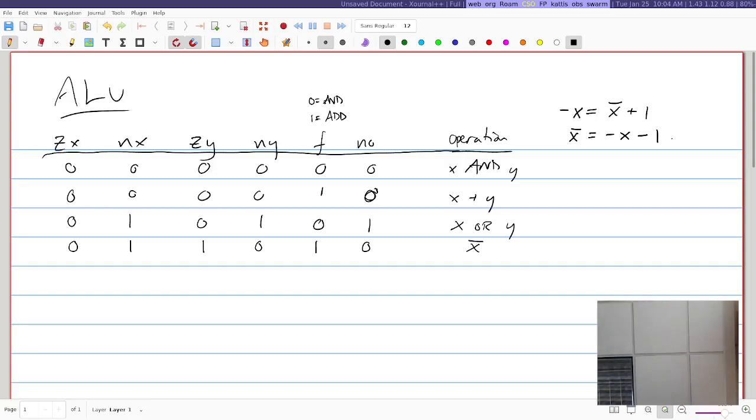So let's start with, how could we do x minus 1? If I just want to ignore y, and take whatever x is and subtract 1 from it, any ideas how we might do that? Or can we make the ALU do that?